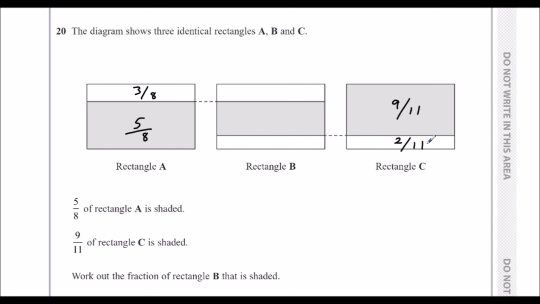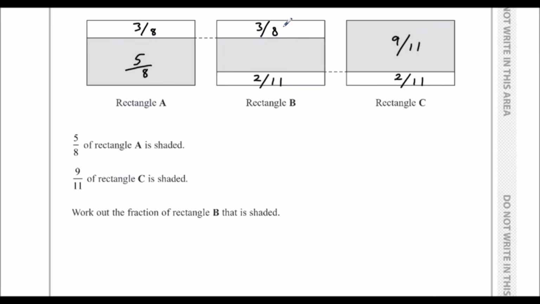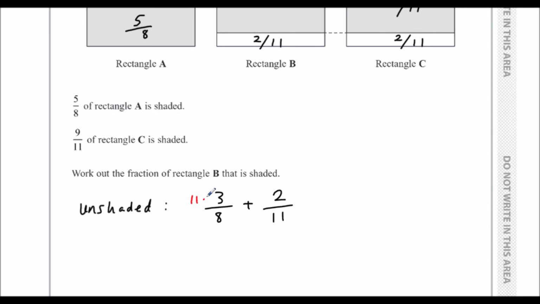Work out the fraction of B that is shaded. So this is 3/8 and this is 2/11. So it's going to be 1 whole, take away these 2 bits. So I'm going to work out the unshaded part by adding them together. So it's 3/8 and 2/11. To add them together, I'm going to make the denominators the same. And to do that, I'm going to times the top and bottom of 3/8 by 11, and the top and bottom of 2/11 by 8. So both denominators are going to be 88.